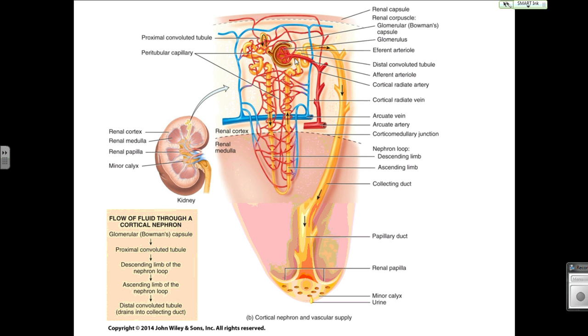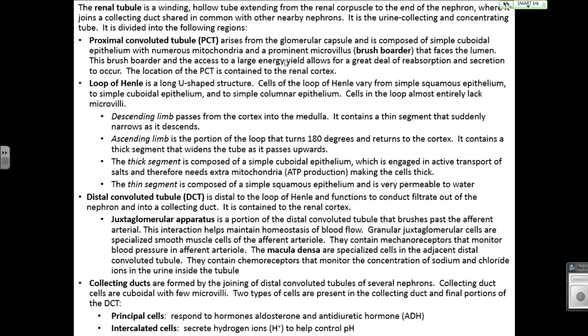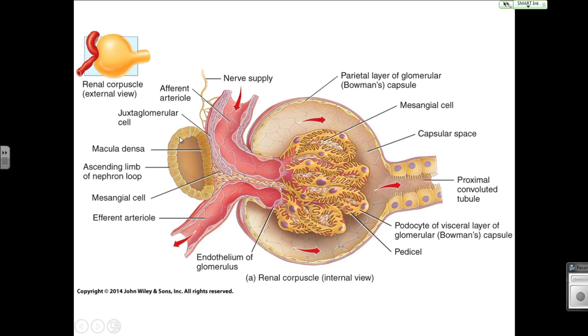There's an analogy I'm going to use in a little bit. I call it the Barbie doll or G.I. Joe analogy. It doesn't matter what we're talking about. It's a conveyor belt, assembly line analogy, more than anything. There are cells that line that tubule.